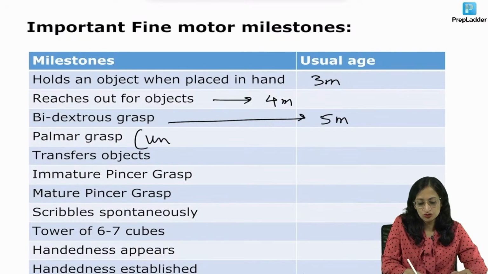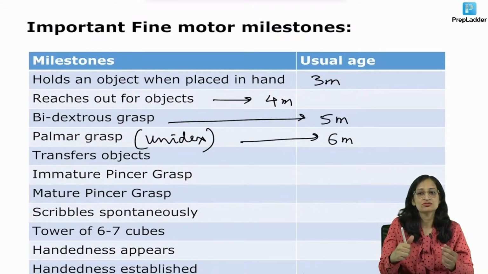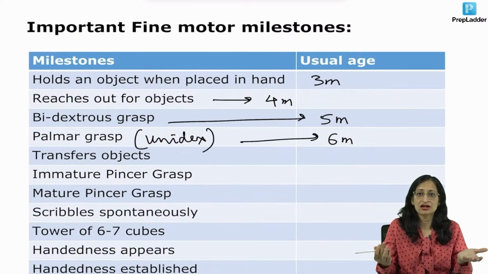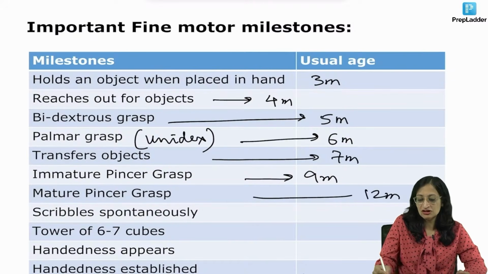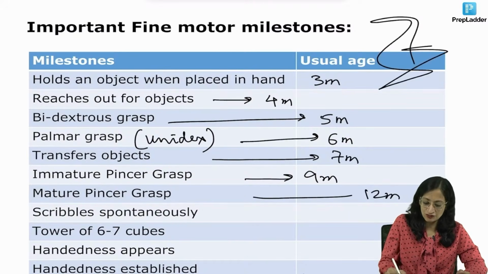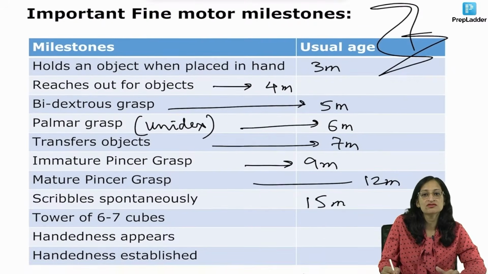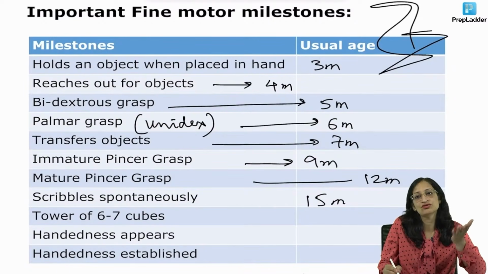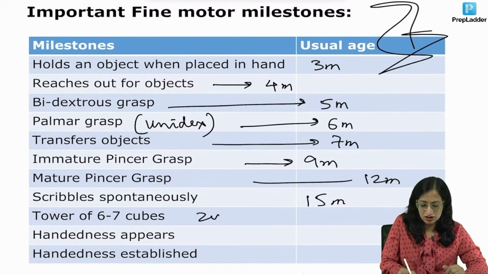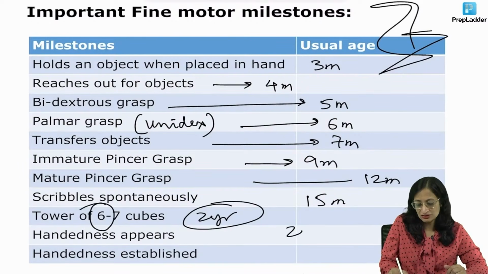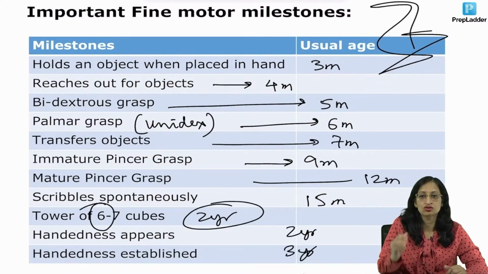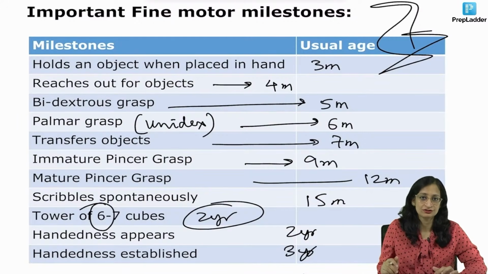Palmar grasp or unidextrous grasp using one hand at 6 months. Once the child has held the object in one hand, can transfer objects from one hand to another at 7 months. Immature pincer grasp at 9 months, mature pincer grasp at 12 months. Scribble spontaneously like this at 15 months. Tower of 6 to 7 cubes, the age into 3 is number of cubes put in tower. So 2 years, tower of 6 to 7 cubes, right? Handedness appears at 2 years and gets established by 3 years. So lot of important milestones get covered here, right?